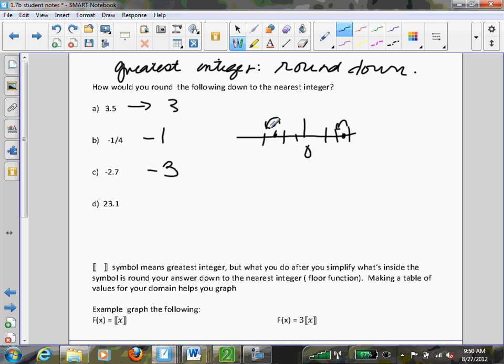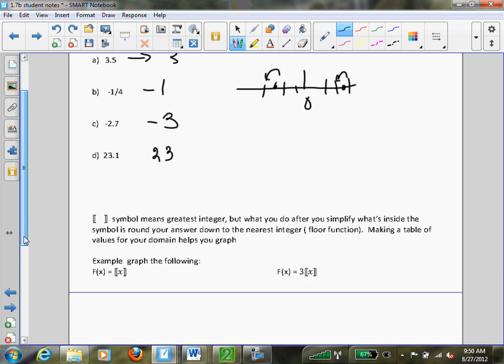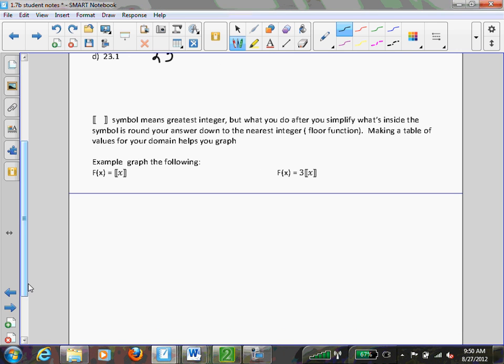Right, okay. So 23.1 rounds down to 23. So here you've got your greatest integer function symbol. All right, you're rounding your answer down. You're making a floor function. That's why it's called a floor, because you're going down, not up. Okay? So making a table of your values for your domain really helps your graph.